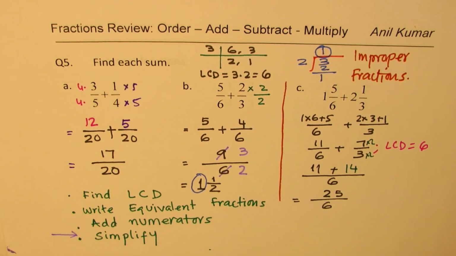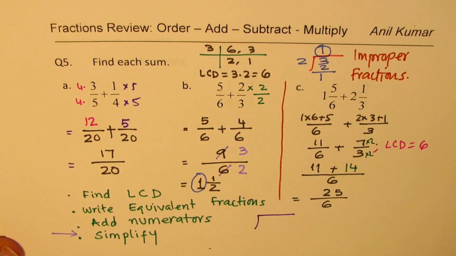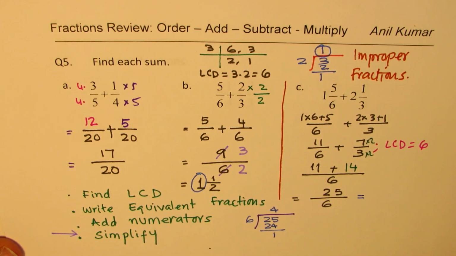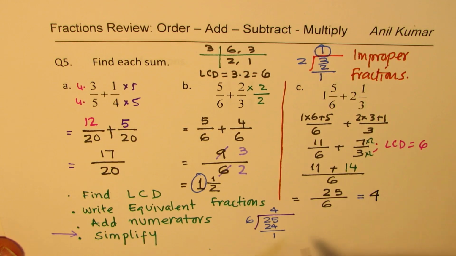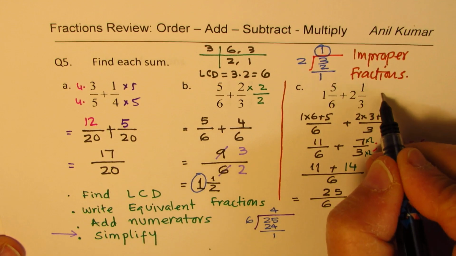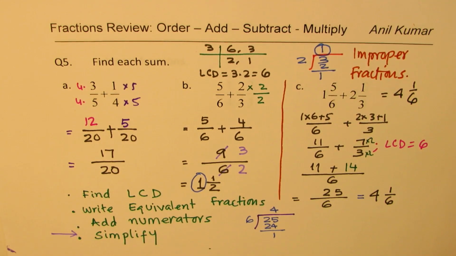Now, it is again improper fraction. I should write this as a mixed number. So what I'll do? I'll now divide 25 by 6. 6 goes 4 times in 25. 6 times 4 is 24. 1 remainder. So now I'm going to write this as 4 wholes, 1 remainder over 6. So that becomes my answer. So the answer here is 4, 1 over 6. Is that clear to you?